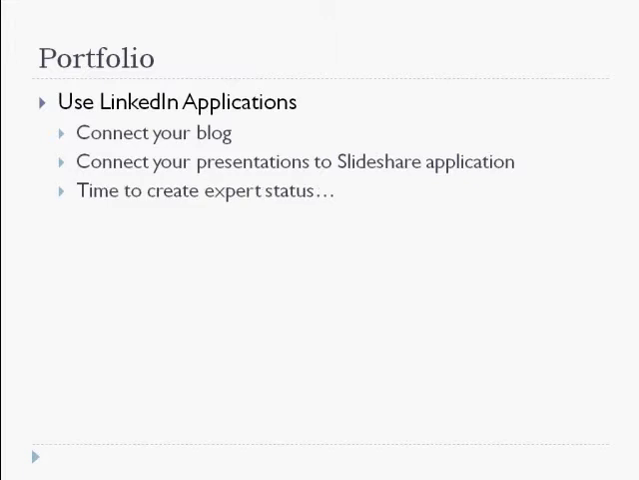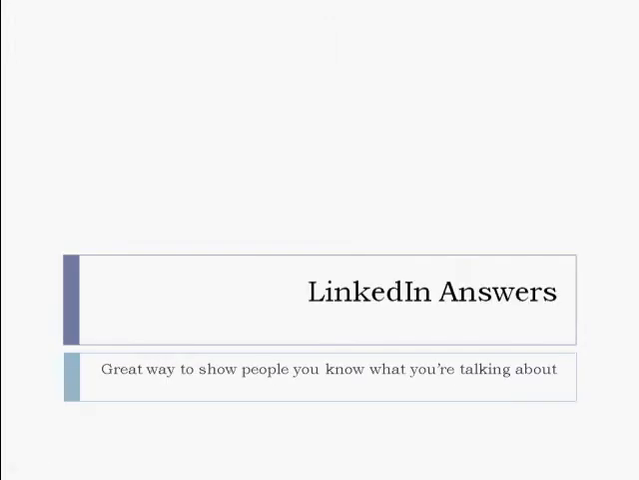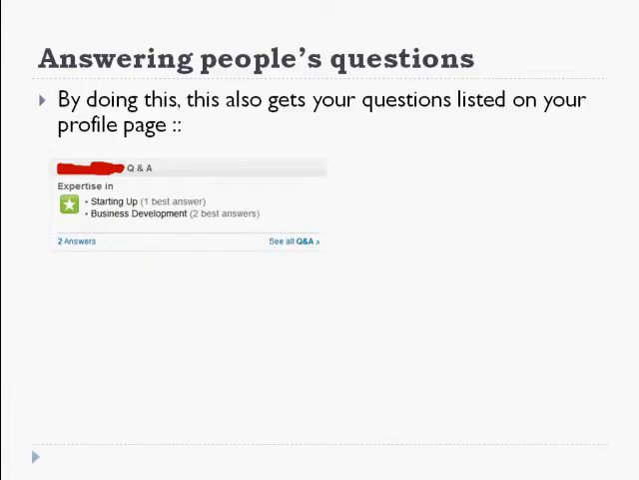So now it's time to really take it to the next level and create an expert status. And how do you do that? Well, you can start doing that by using LinkedIn Answers. LinkedIn Answers is a great way to show people that you know what you are talking about. It's very similar to Yahoo Answers and other types of sites, but it's for LinkedIn. So you've got professional LinkedIn Answers. LinkedIn Answers gives you the chance to answer people's questions.